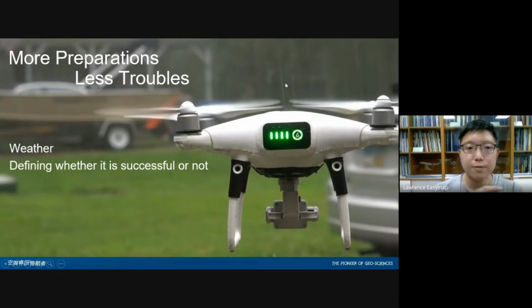Okay, after that, I would like to talk about the weather issue. So weather is very important because it will define whether your mission is successful or not. Most of the UAVs on the market are not waterproof. That means when it rains, the rainwater may get into the UAV and may create some problems. For example, a short circuit of the battery, some malfunction of the control system, or it may get into the camera and then the camera may not work properly.